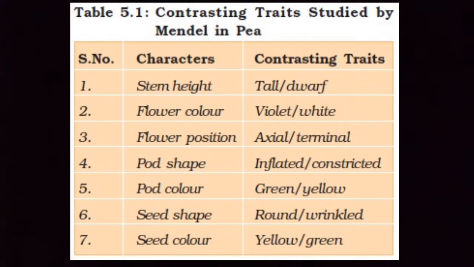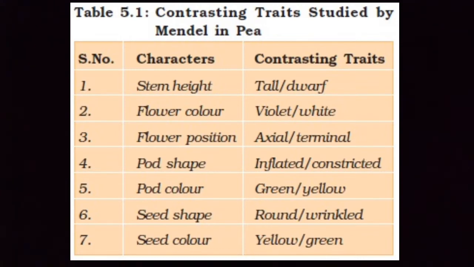The second question generally asks how many of Mendel's contrasting traits are related with color. With color you remember three traits: flower color, pod color and seed color. Another question already asked is how many traits used by Mendel were related with flower. With flower you remember only two traits. I know you already prepared the contrasting traits, but revise this table in this way also once.